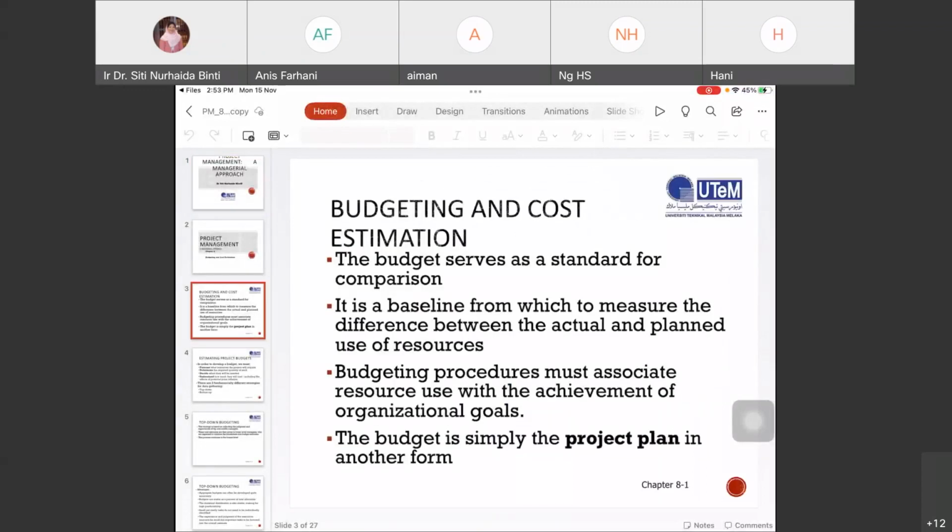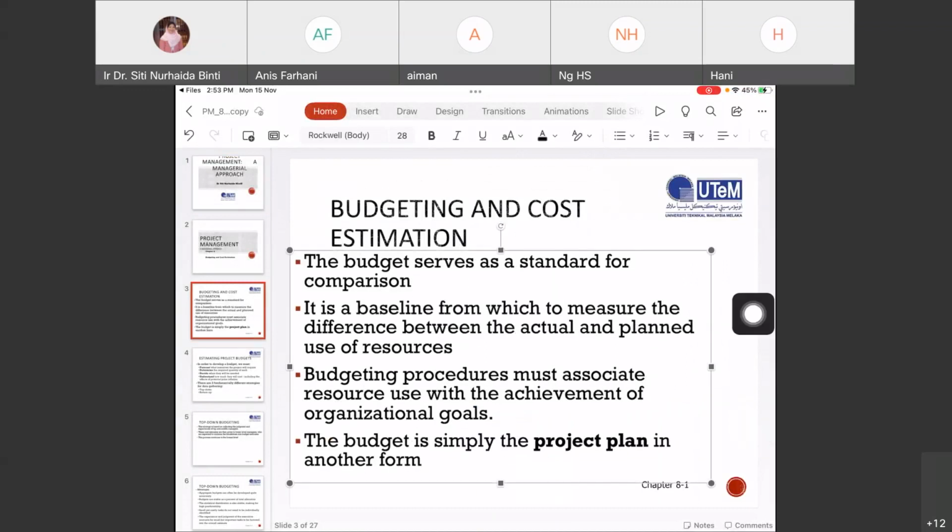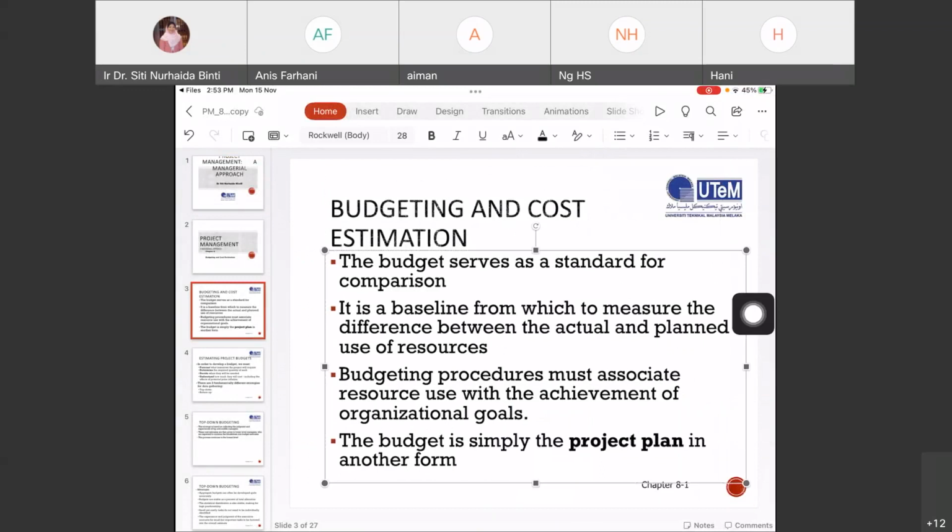So what is budget and cost estimation? Budget is something that serves as a standard for comparison. You always want a budget so that you know where to set your foot when you want to start your project, meaning that you want to know the financial standing of your progress. So this is the baseline from which to measure the difference between the actual and planned use of resources.